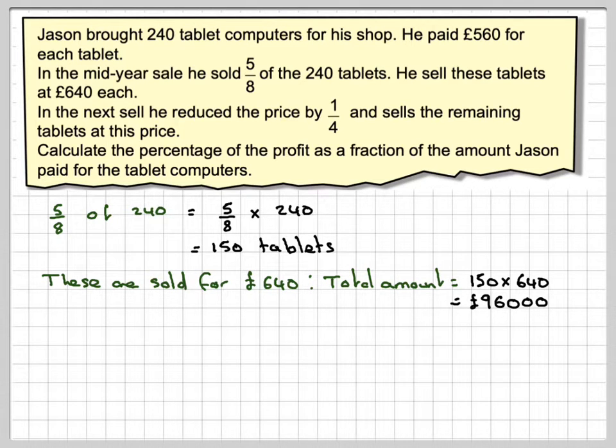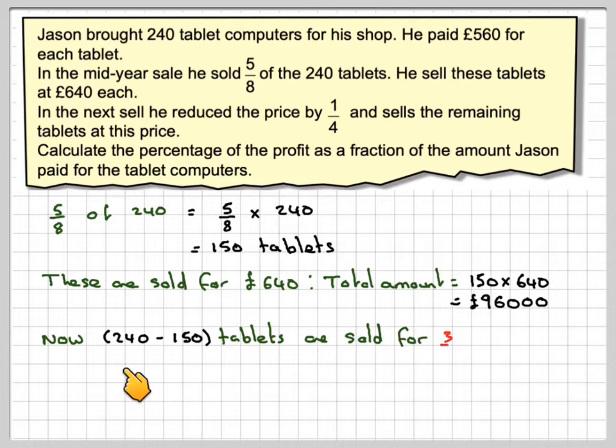Right, so if you reduce the price by a quarter, okay, so 240 minus 150 tablets, so the remaining 90 tablets are sold for 3/4 of the original price, because the price has been reduced by 1/4, then that means there's 3/4 left, times 640, which now means that these 90 tablets are going to be sold at £480.